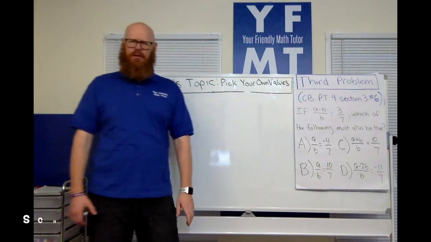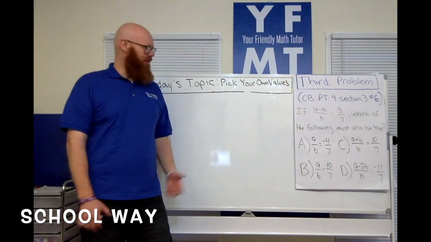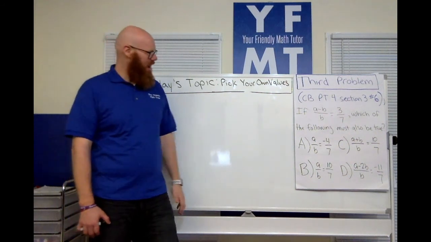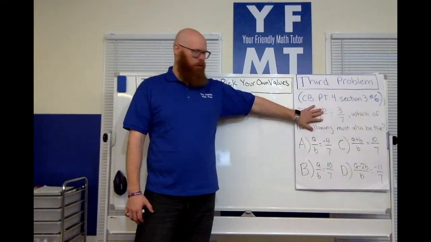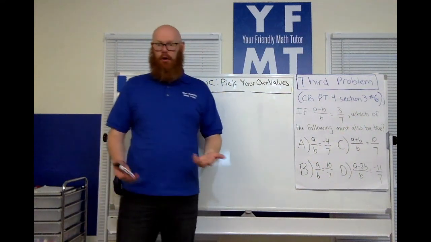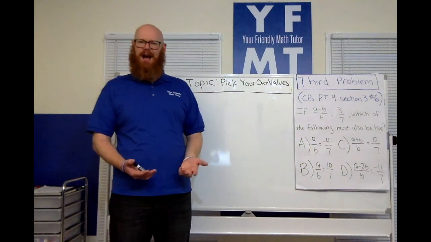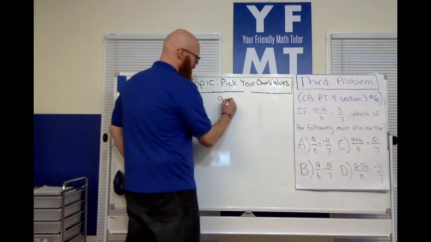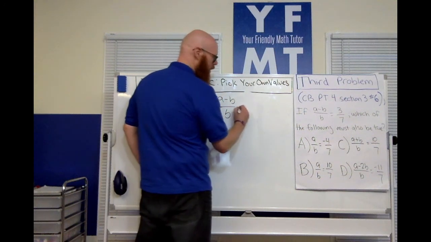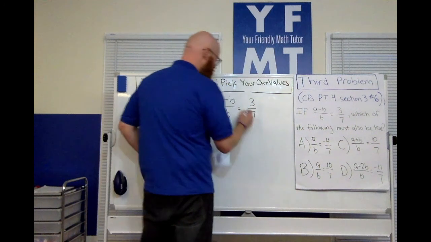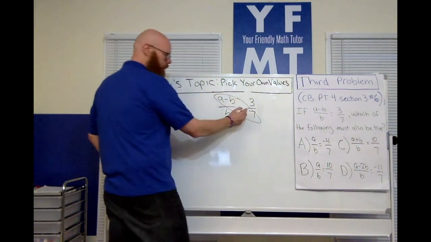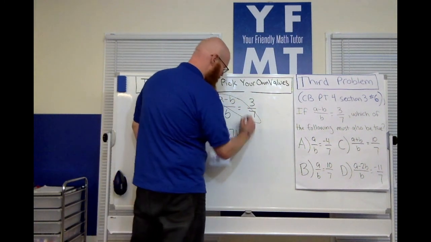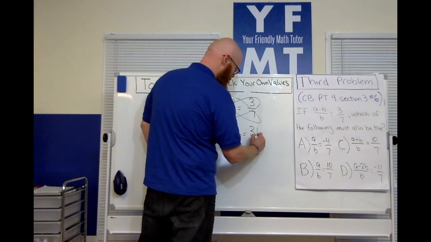So if we take a look at the school way, again, this is another example where you don't actually do this in school a lot, but you do learn about proportions and you certainly learn about something called cross multiplying. So we're going to use that concept from school. When we cross multiply, we have (a minus b) over b equals 3 over 7. So we cross multiply and we have to remember to distribute. So we get 7a minus 7b equals 3b.